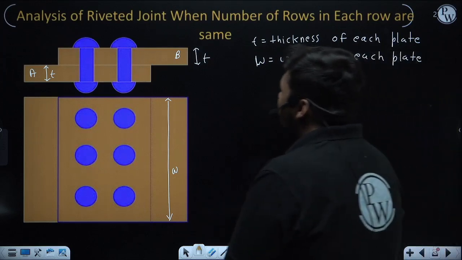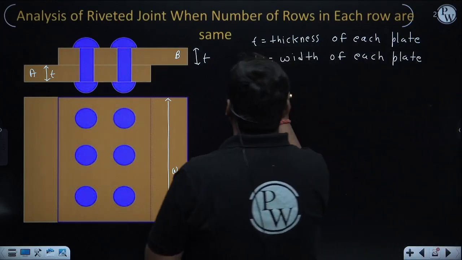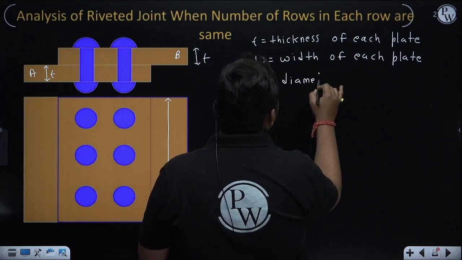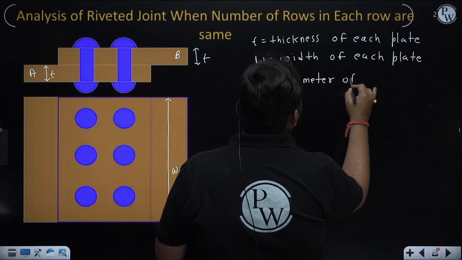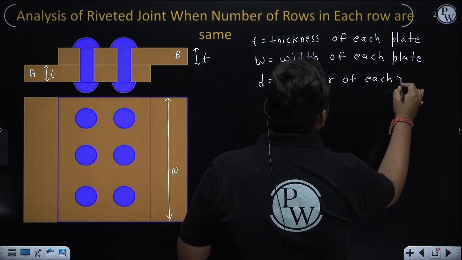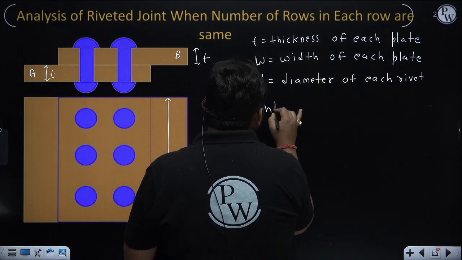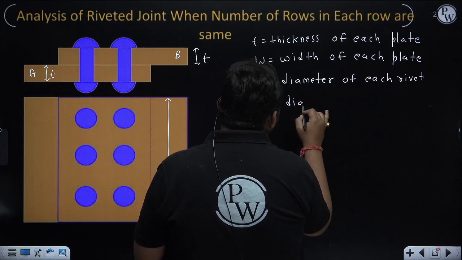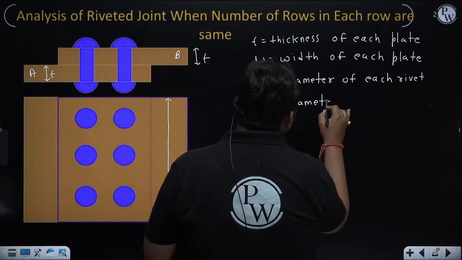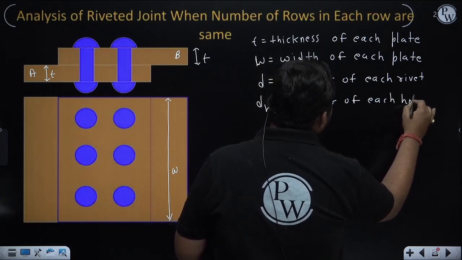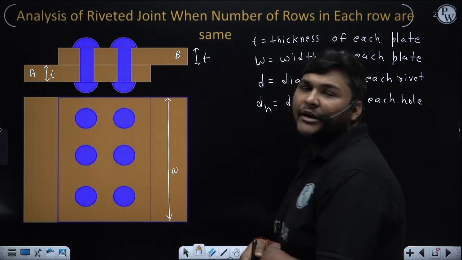Now, suppose small d is diameter of each rivet. So what is small d? Small d is diameter of each rivet. Now, what is dh? Small dh is diameter of each hole.